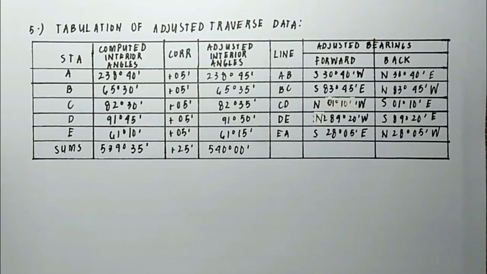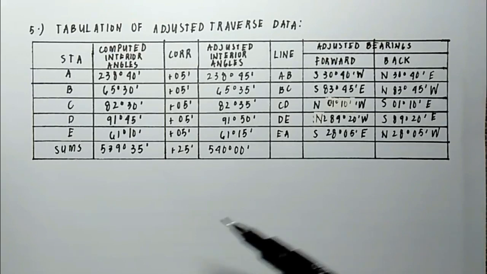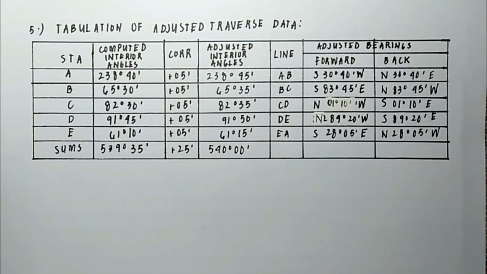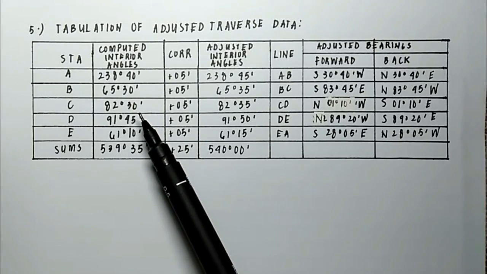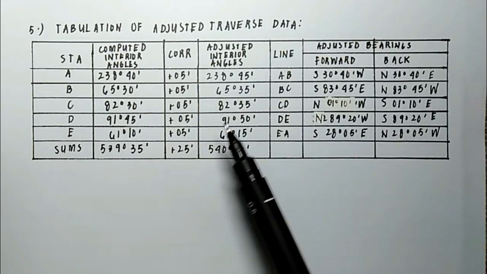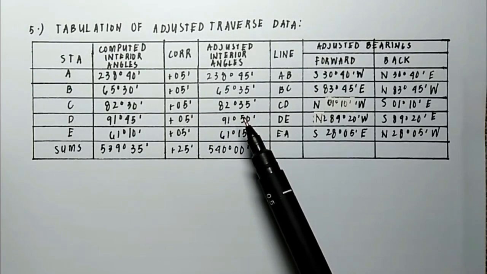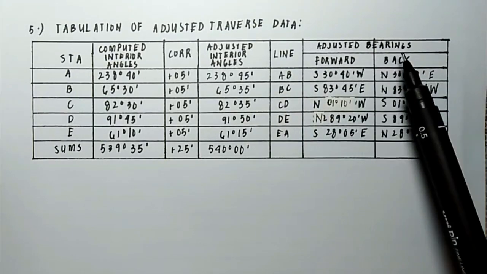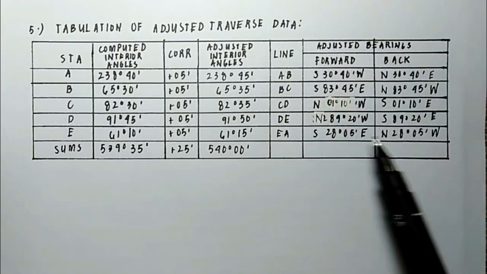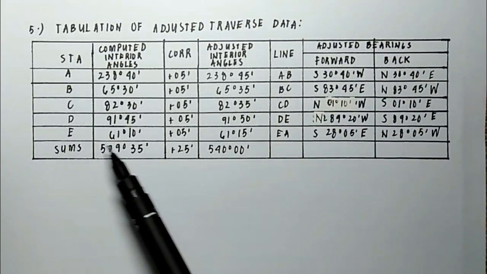So, here is our tabulation of adjusted traverse data. So, this is the last step that you need to do. So, indicated here is the station, the computed interior angles, the correction, the adjusted interior angles, the line, and the adjusted bearing. So, from forward to back. So, this is what we solved earlier, and the sums.